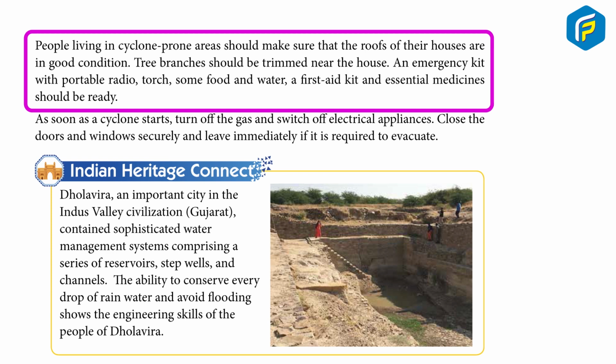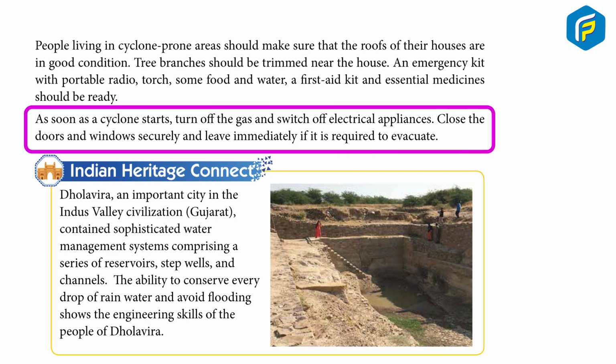People living in cyclone-prone areas should make sure that the roofs of their houses are in good condition. Trees' branches should be trimmed near the house. An emergency kit with a portable radio, torch, some food and water, a first aid kit and essential medicine should be ready. As soon as a cyclone starts, turn off the gas and switch off electrical appliances. Close the doors and windows securely and leave immediately if it is required to evacuate.